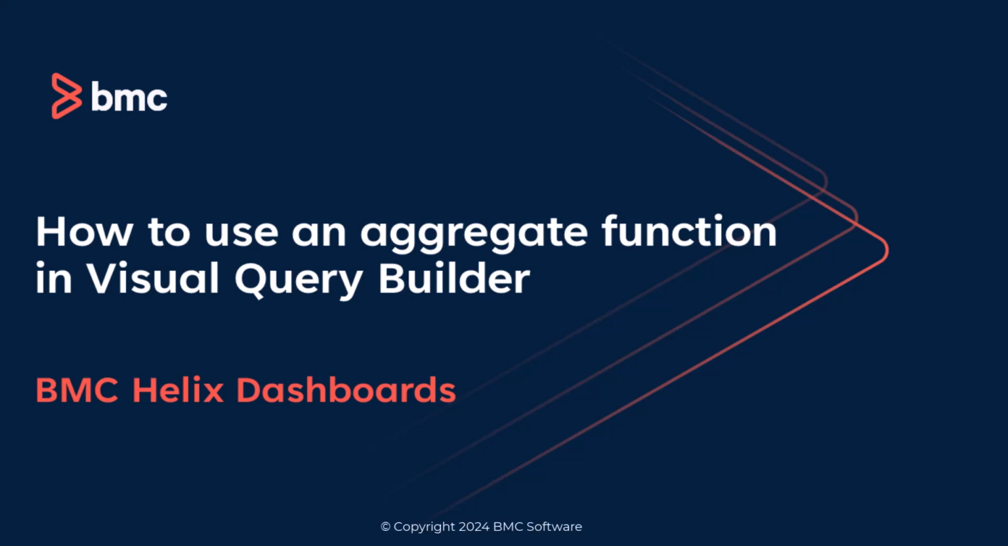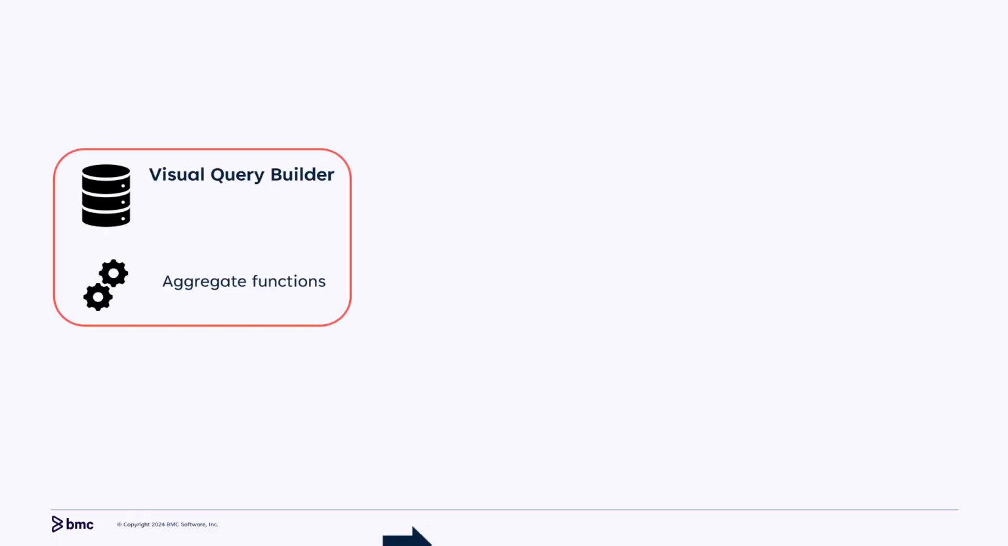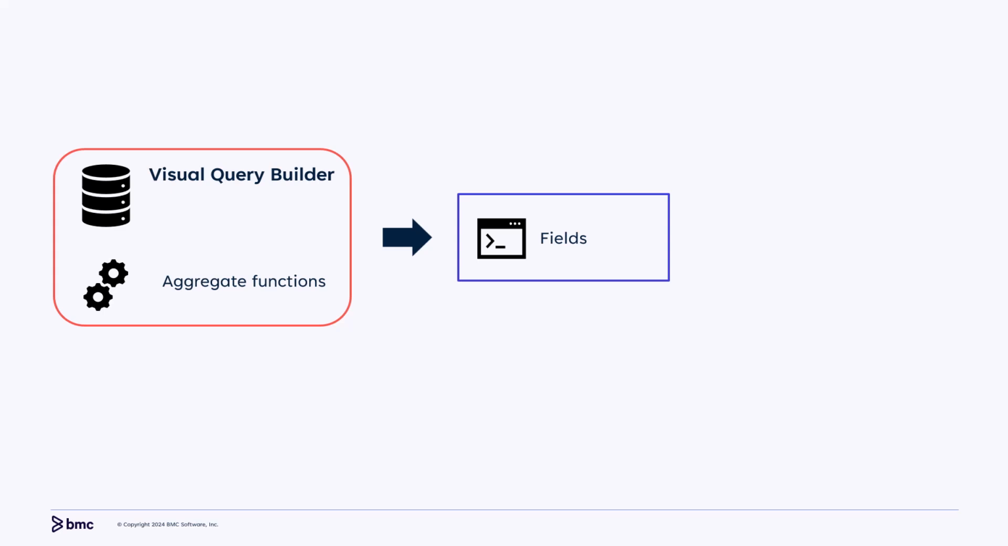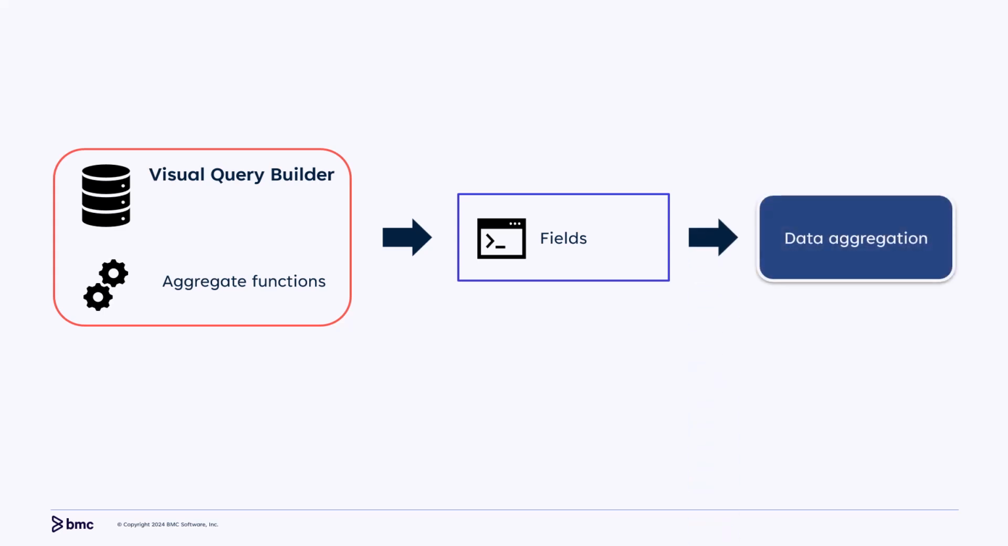Hello. This video explains how to use an aggregate function in Visual Query Builder. Visual Query Builder provides aggregate functions that you can apply to fields to summarize data for meaningful analysis. Let's see how to use one of these functions.